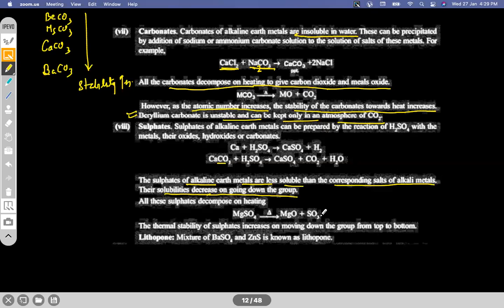On heating, it evolves sulfur trioxide. The thermal stability of sulfates increases on moving down the group. Thermal stability increases from top to bottom, right? Same logic I said just now, that carbonates and sulfates are considered to be larger anions, which are stabilized by larger cations. Hence, the thermal stability of sulfates increases on moving down the group from top to bottom. Lithopone is a mixture of BaSO4 and ZnS. Many times they have asked this question.